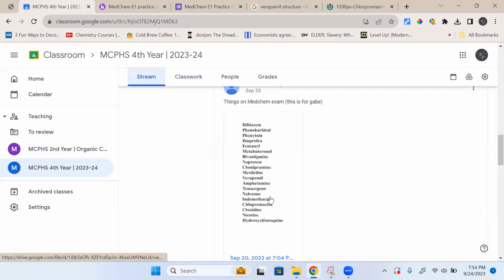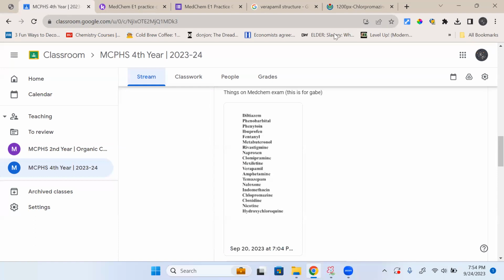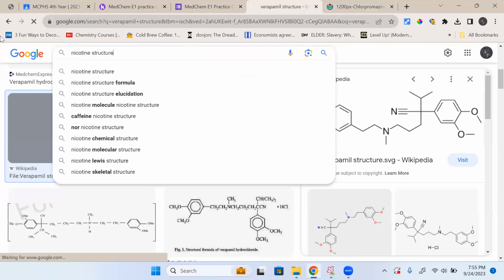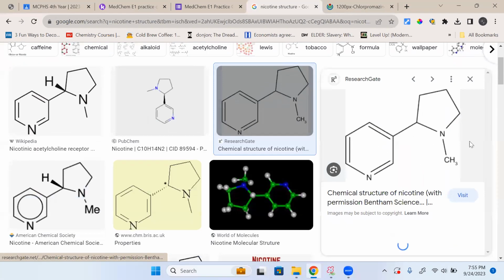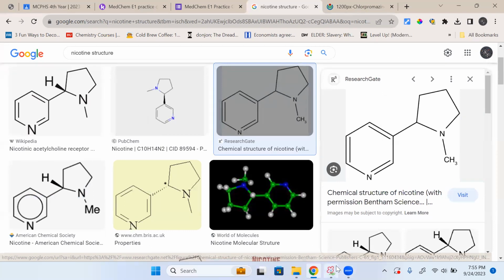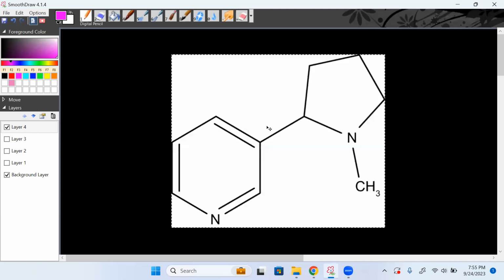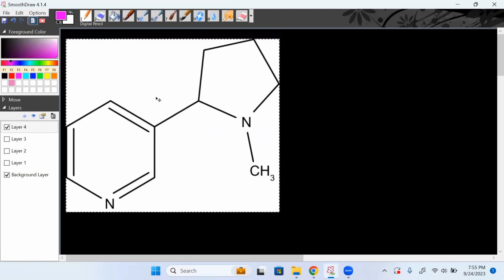Let me go back to, let's do nicotine. All right, what I want you to do is I want you to tell me what are all the valid metabolic pathways. And I am just labeling some carbons for us.